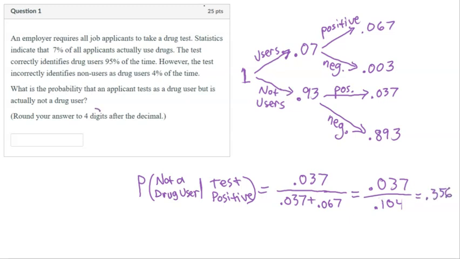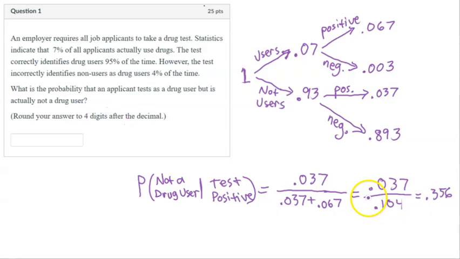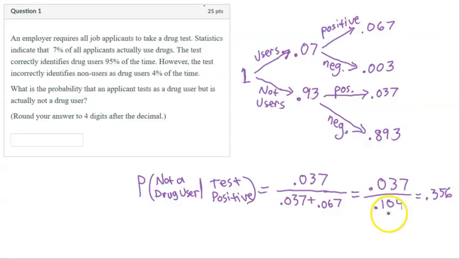Oh, this says round your answer to 4 digits after the decimal. Whoops. All right, let's go back and we'll say 0.35576. This 6 is going to make this 7 an 8, so it'll be 0.3558. And so we'll put in this box 0.3558. Okay, let's try another example.